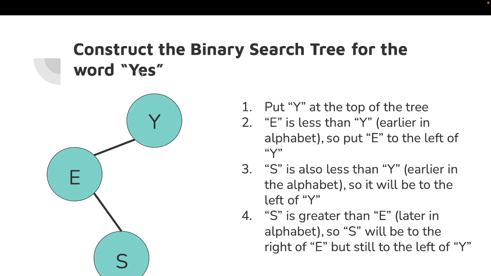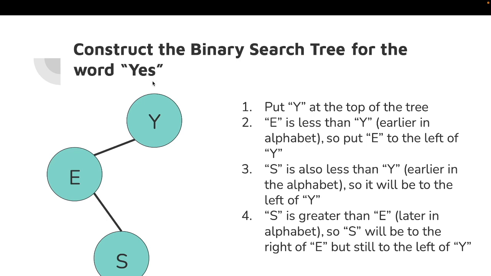Then we look at the next letter, E. E is less than Y, because Y is at the end of the alphabet, E is at the beginning. And if it's less than its preceding letter, so E is less than Y, then we put it to the left of Y. A row down, but to the left of Y. So it would look like this. And now that we have Y and E, we can move on to S.